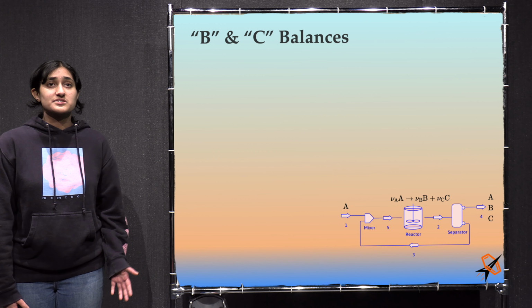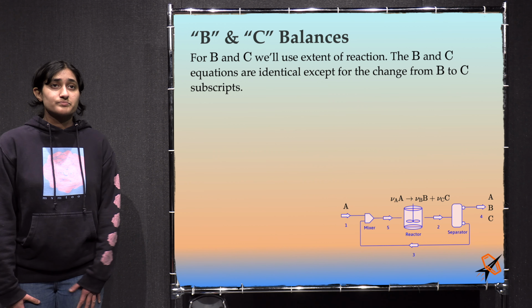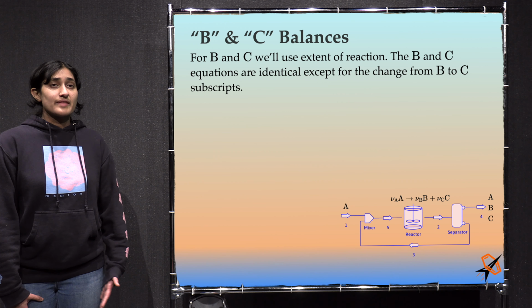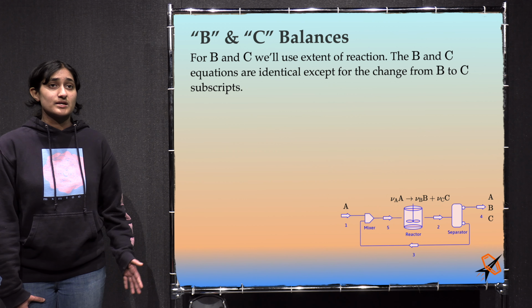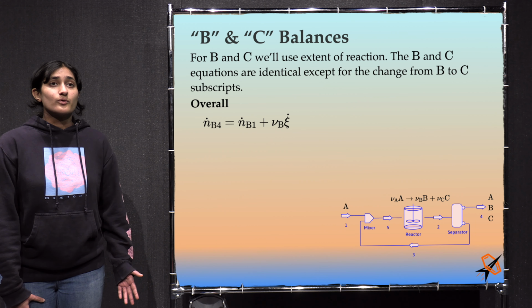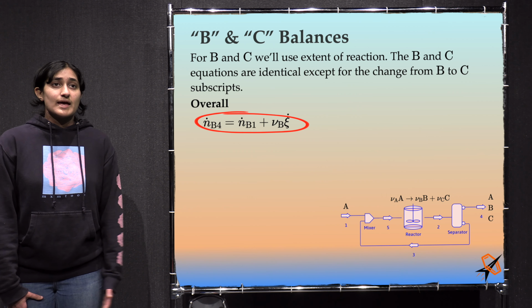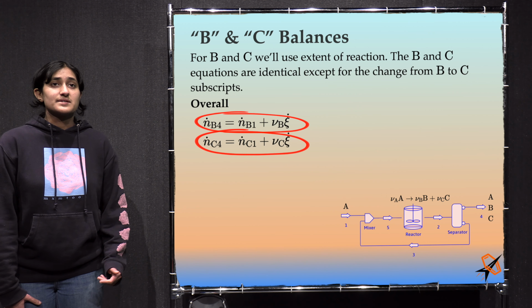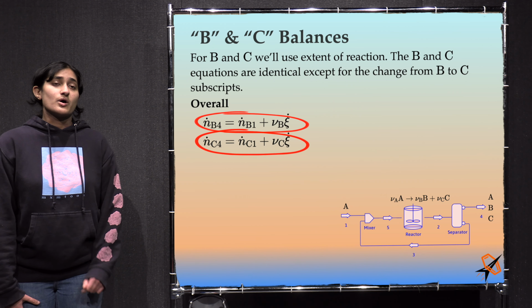Continuing on, for the calculations of the B and C flows, we'll use the extent of reaction that we now know. We'll do the derivation in terms of B, and then recognize that the same set of equations, but with the B subscripts replaced by C, will work for the C flows. Starting with the overall balances, n.B4 equals n.B1 plus nu B times the extent of the reaction. n.C4 equals n.C1 plus nu C times the extent of the reaction. Each is one equation and one unknown.